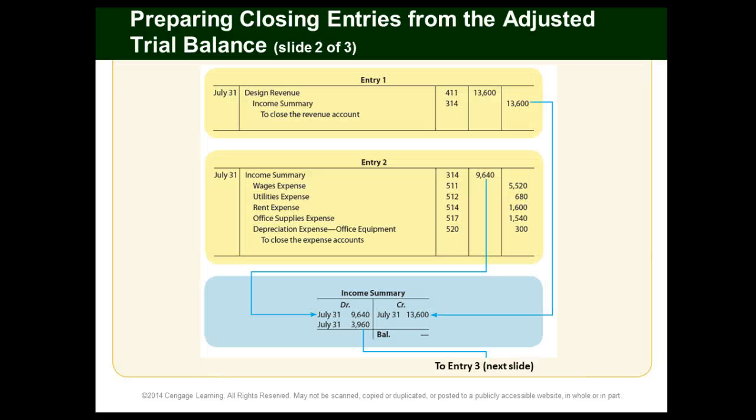Yes? But we may incur those next month as well. We will incur them next month. Yes. But we want to zero them out so we can start fresh.